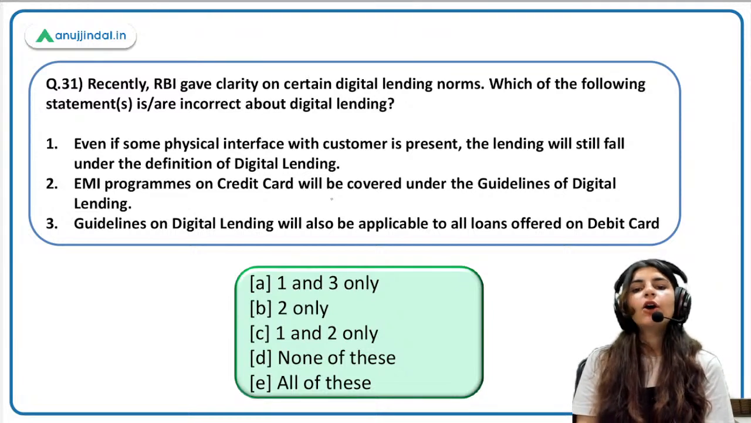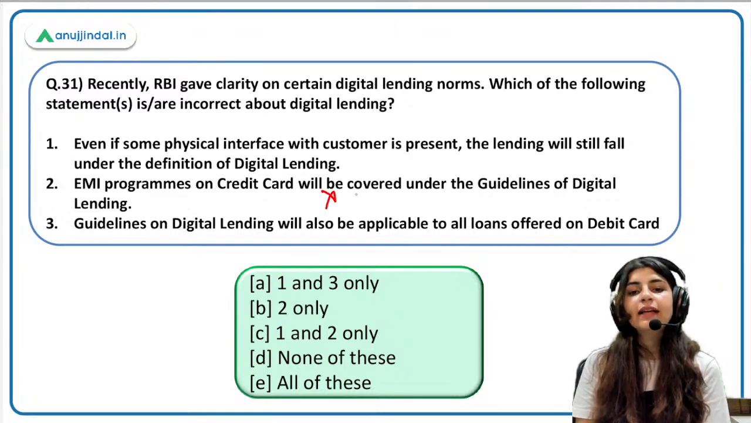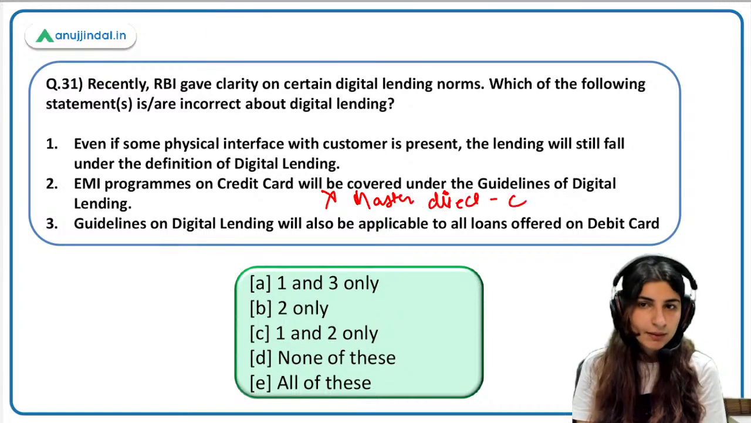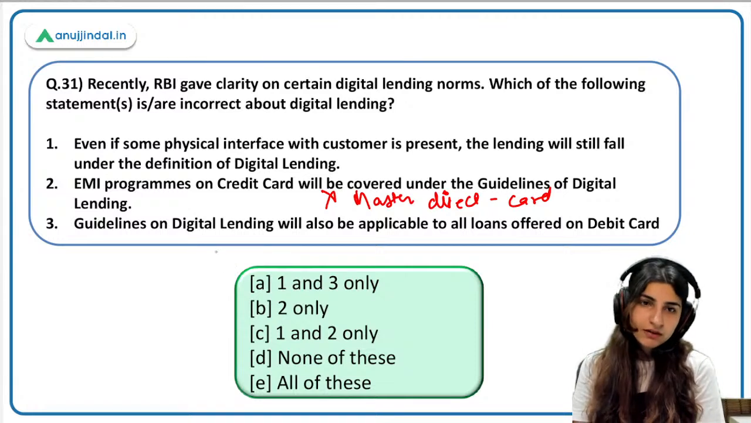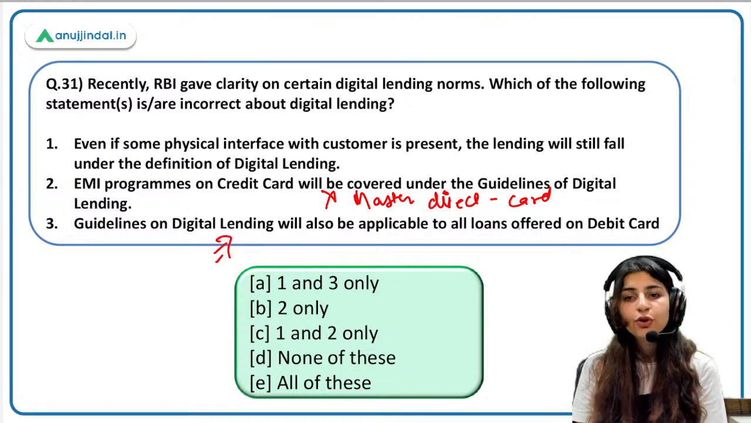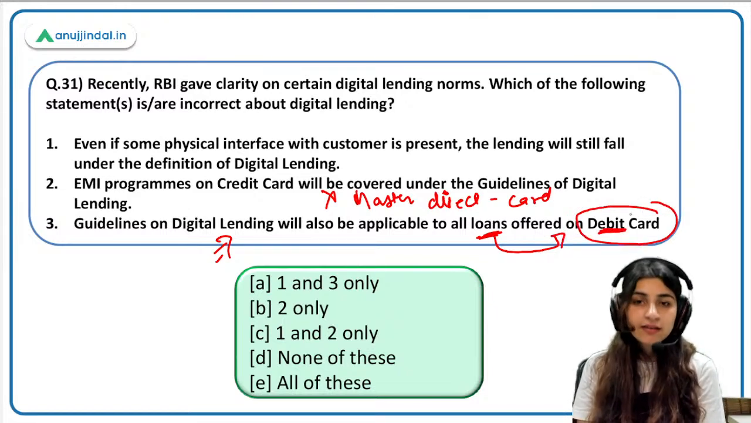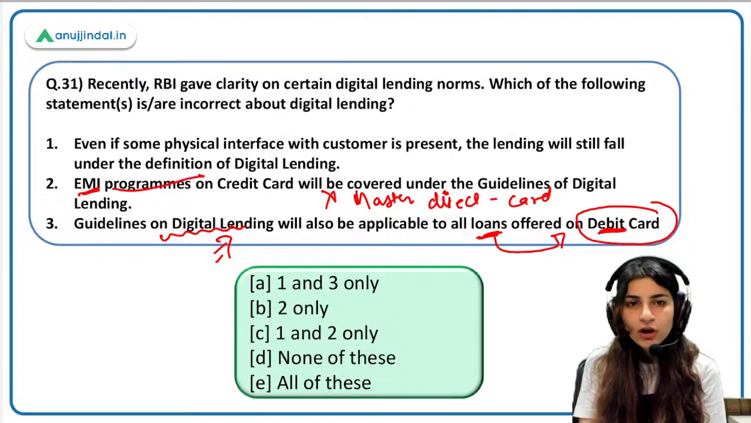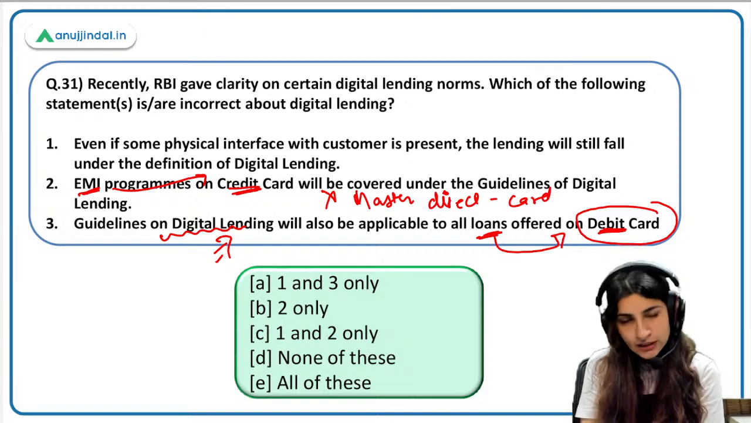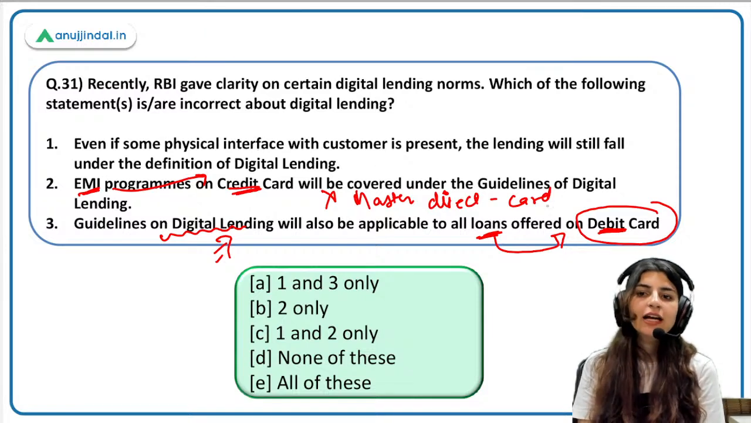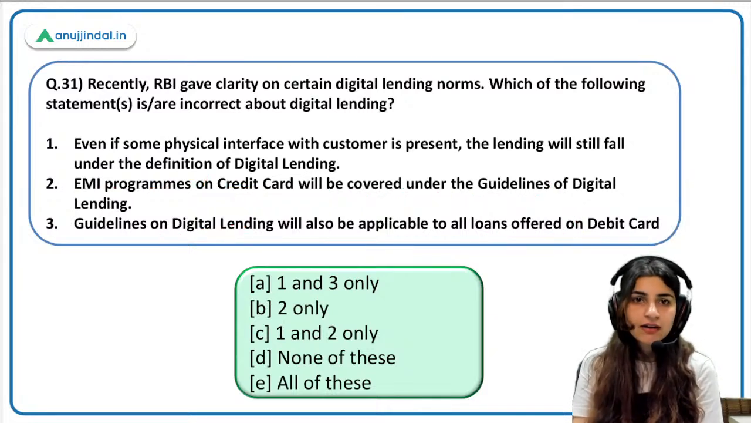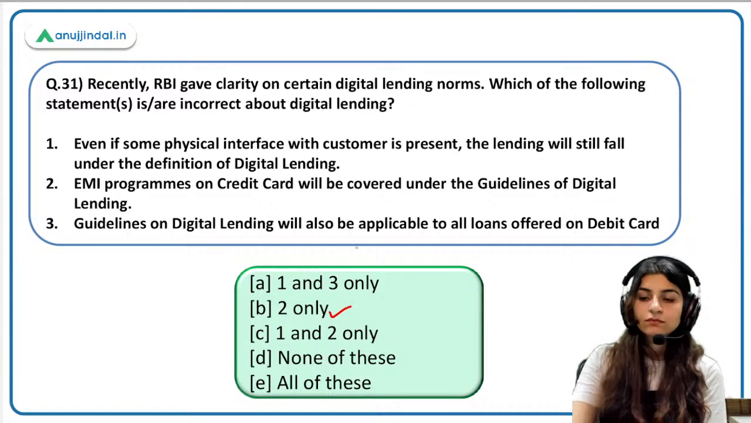EMI programs on credit card will not be covered in guidelines of digital lending. They will be covered under the master directions of card payment. However, as per the guidelines of digital lending, it will be applicable to any loans that are offered on debit cards. Loans that are offered on debit cards, इसमें digital lending guidelines apply होंगी. Okay, only EMI programs on credit cards, इसमें digital lending guidelines नहीं apply होंगी. Master direction of card lending, इसकी guidelines apply होगी. So the second statement here is incorrect.